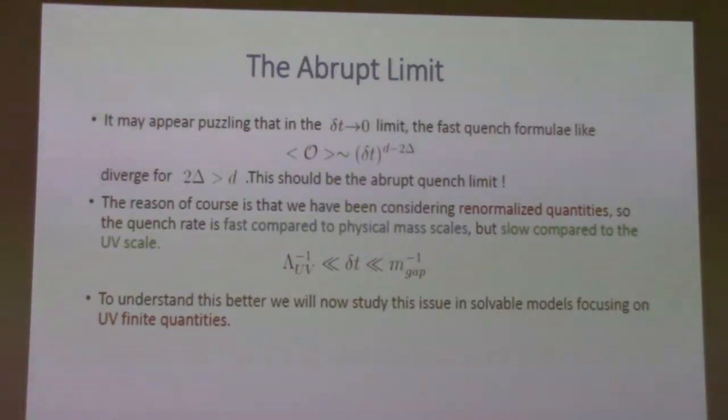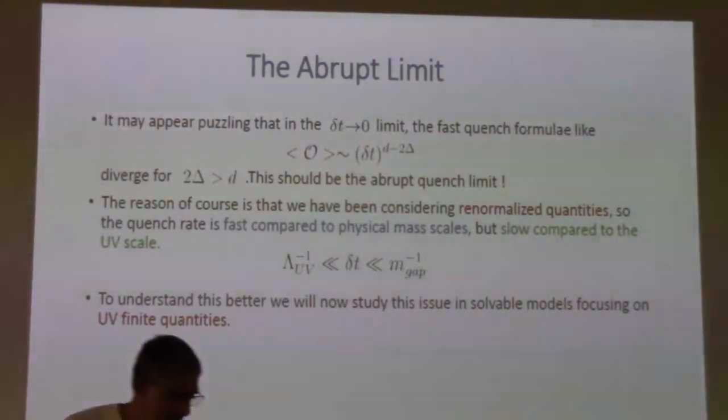The reason why these things look so different, of course, is that we were calculating things in renormalized quantum field theory. By definition, the renormalized quantum field theory can only deal with length scales which are much, much larger than the UV scale in the theory, the UV cutoff in the theory. The cutoff has been set to infinity by the renormalization procedure. So even though I said it's a fast quench, that means that delta t, while much, much smaller than the inverse mass gap of the initial theory, is necessarily much larger compared to the lattice spacing or the UV scale. Whereas in an instantaneous quench, almost by definition, you have to do a change which is fast compared to all scales in the theory, which includes the UV cutoff. So that's why the things are different.